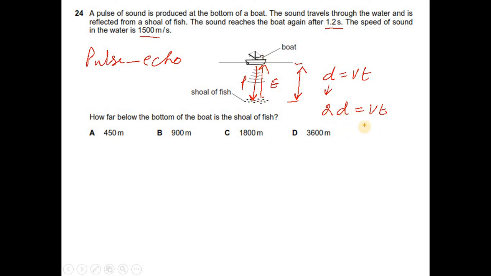And the most common mistake students generally make is that they forget to put this 2 in the formula. So you need to find the distance D. So D is equal to Vt divided by 2. That means velocity of the sound is 1500 and time is 1.2 seconds, divided by 2. If you solve this fraction, then you have 900. That means your option is B.